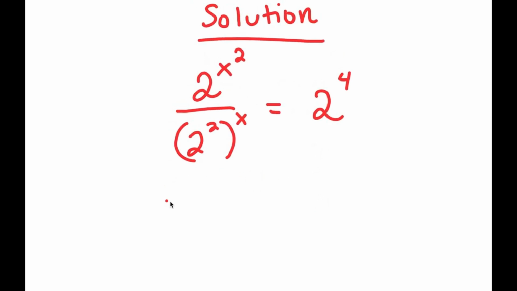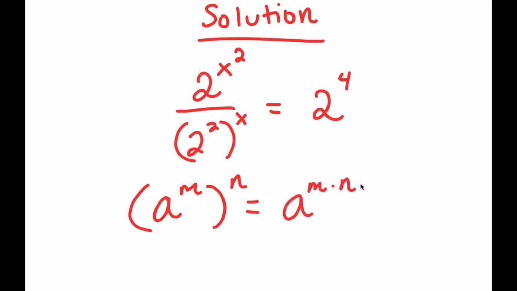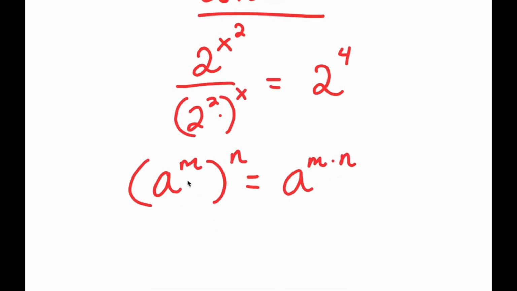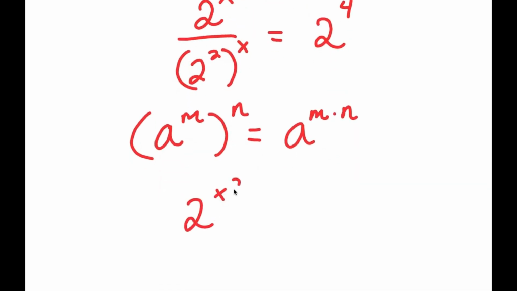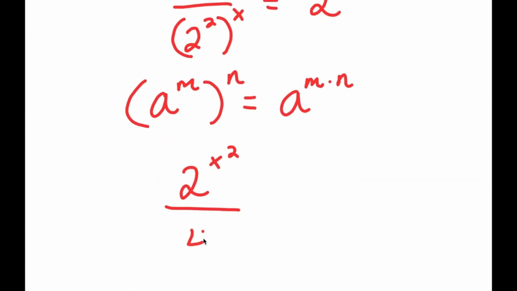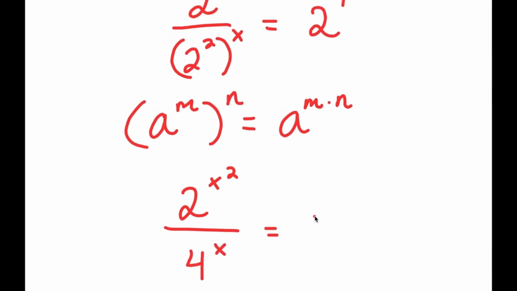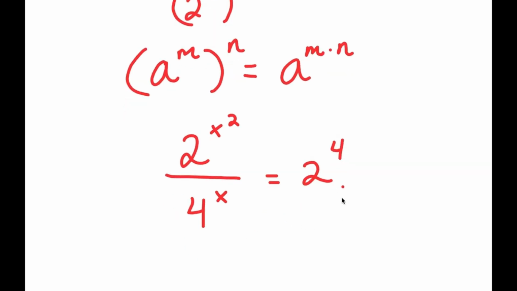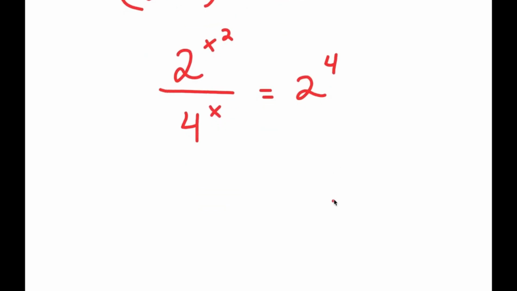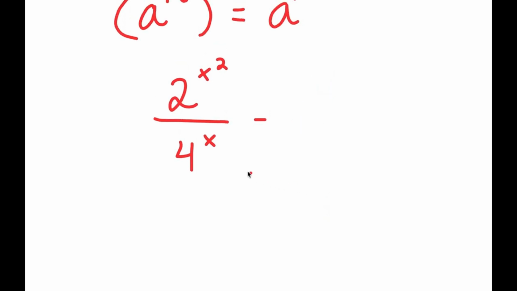Now from here, if I have something in the form a to the power of m to the power of n, this is equal to a to the power of m times n. So 2 squared to the power of x, I can rewrite that as, sorry, this is not 4 to the power of x, this is actually 2 to the power of 2x, which is equal to 2 to the power of 4.